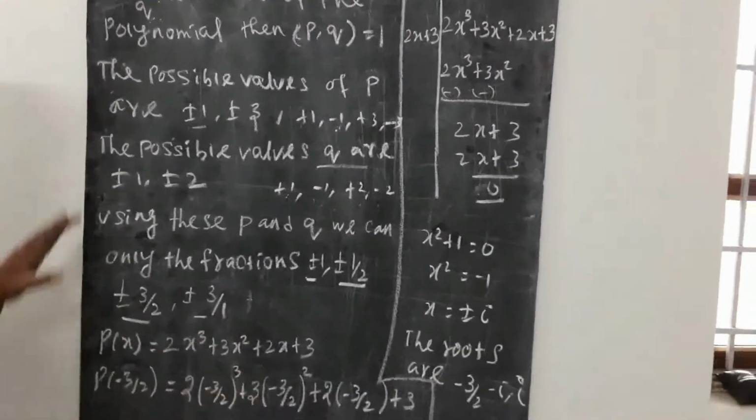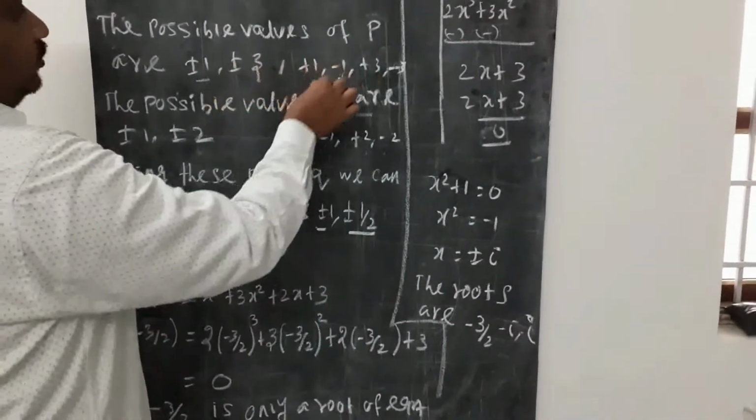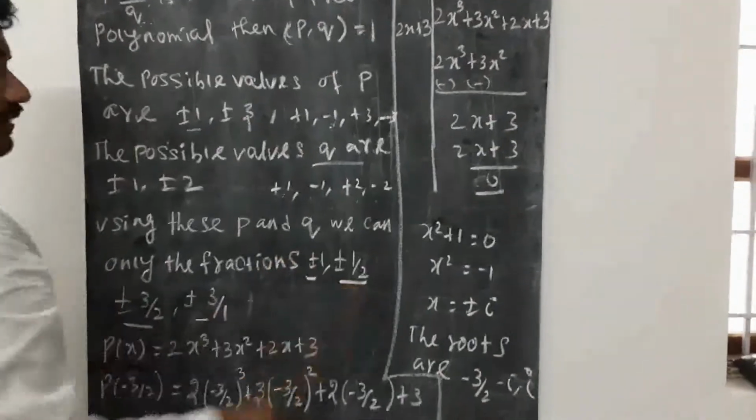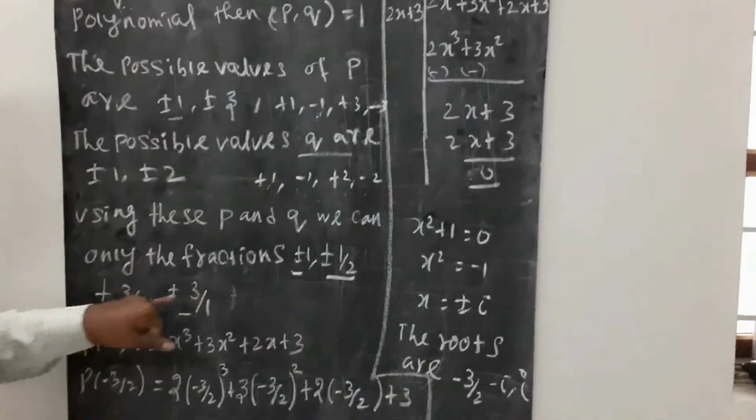Plus or minus 3. This means you can write them as separate numbers: plus 1, minus 1, plus 3, minus 3, then plus 1 by 2, minus 1 by 2. Applying all this, you can combine them and get plus or minus 1, plus or minus 1 by 2, plus or minus 3 by 2, plus or minus 3.